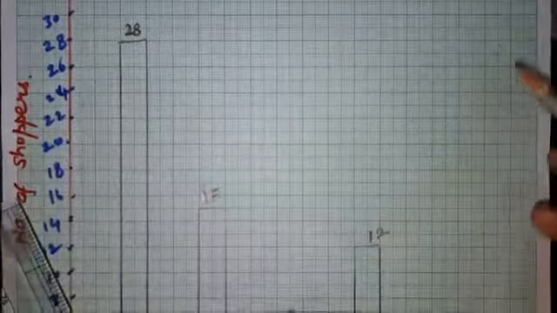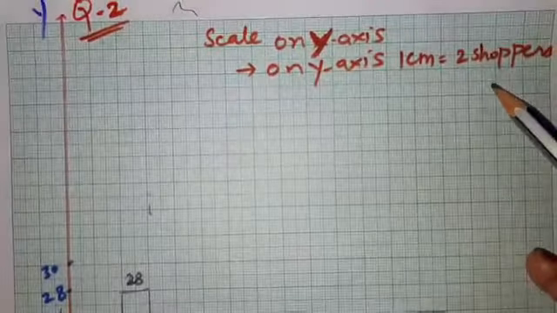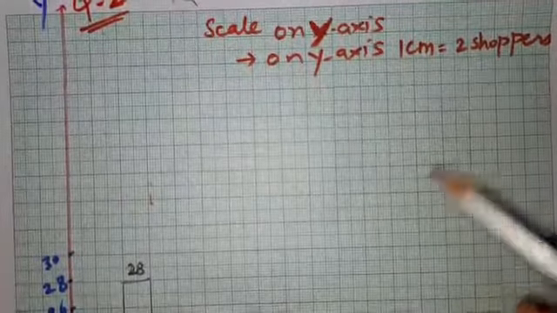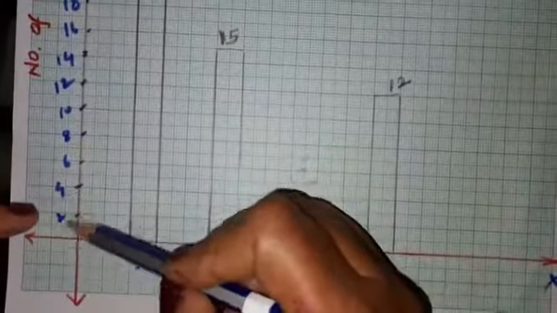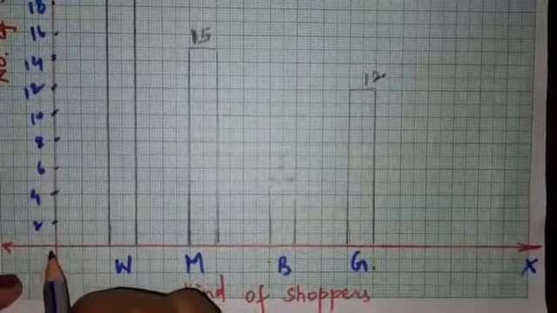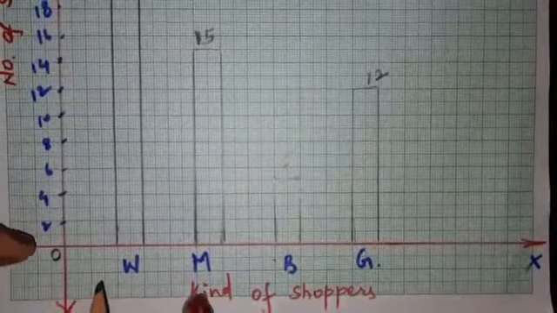Don't forget to write the scale here. On the y-axis, 1 centimeter equals 2 shoppers. We have taken a difference of 2 on the y-axis. See, the difference of 2 we have taken. So 1 centimeter equals 2 shoppers here. And don't forget to show the origin O here. So our bar graph is ready.